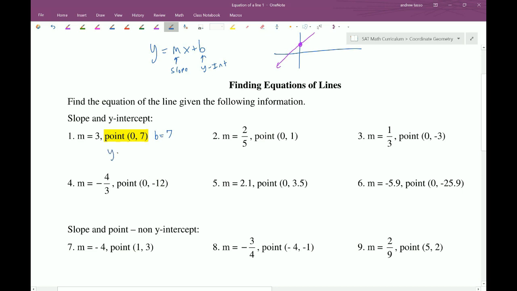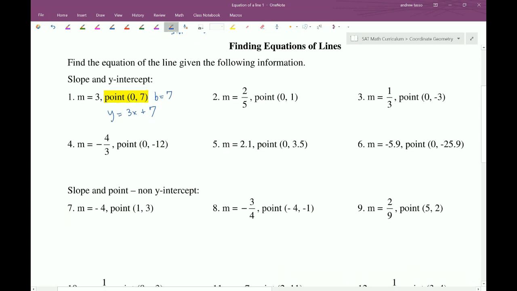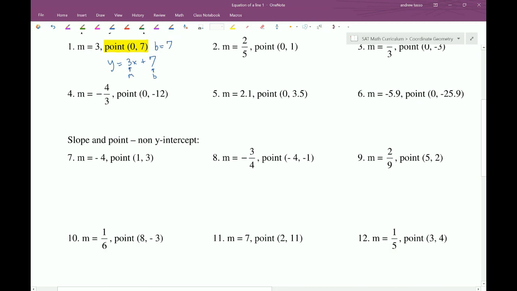So if we have m and we have b, all we have to do is plug them in. So m goes first, so y equals m, then x plus b, so b is 7. So that's a really simple task. If they give us a slope m and a point with a 0 in front, then all we have to do is plug in the m into this position and the value for b, which is the y value here, into this position.